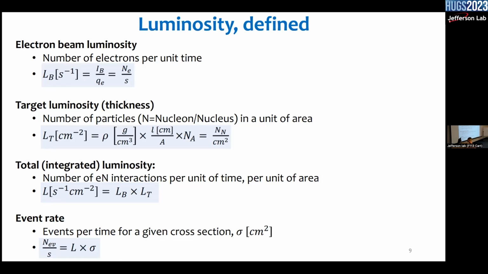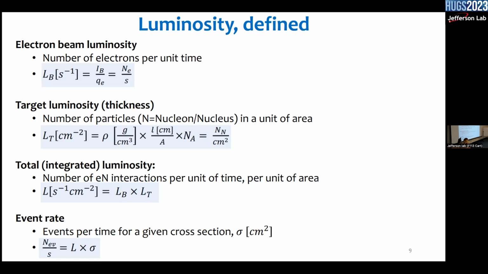Okay, and I added these details here. This is more for your notes because this is something that always seems to complicate people from time to time when they're asked about calculating luminosity. When we're talking about luminosity, we're talking about event rates experimentally. You can have the electron beam luminosity, where you just take the beam current. If you're sitting on shift and you say, I want 40 microamps on carbon, then you take your beam current divided by the charge and you get your number of electrons per second.